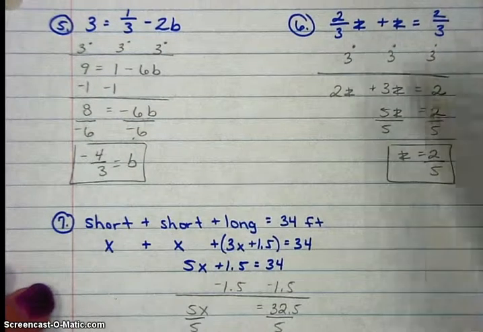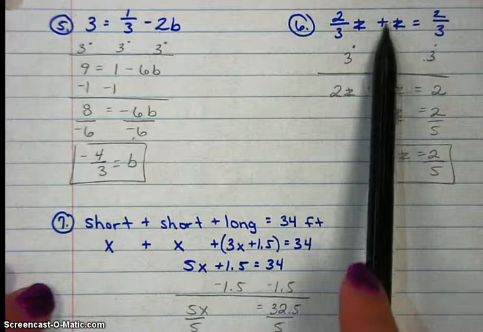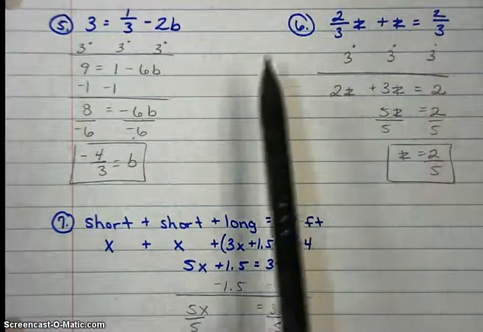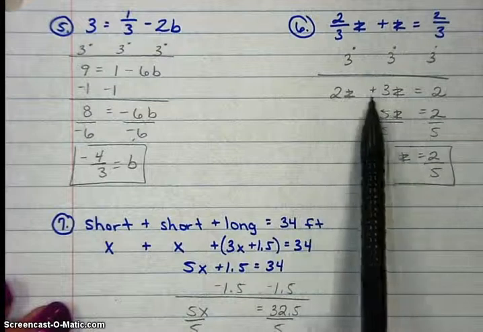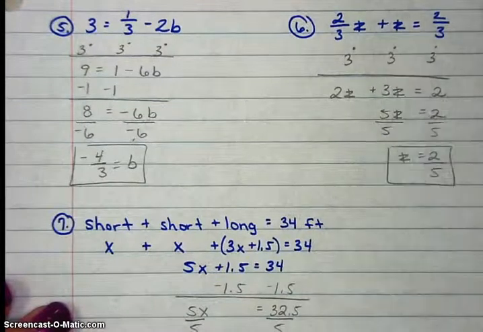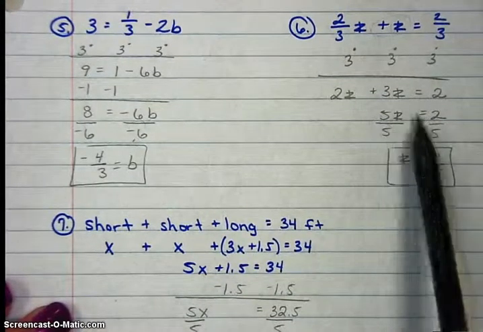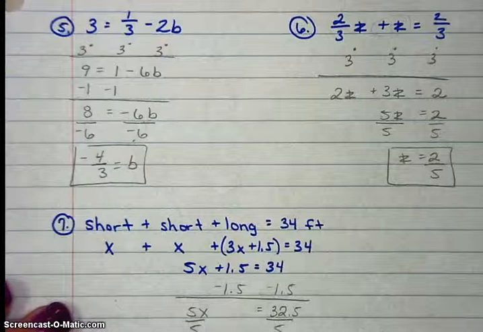Number 6, you could have done 2/3 plus 1, which is 1 2/3. Don't really care for the mixed fractions, so I multiplied everything by 3. 2z plus 3z equals 2. Don't forget about this z right here. Giving me 5z equals 2, divide by 5, 2/5.